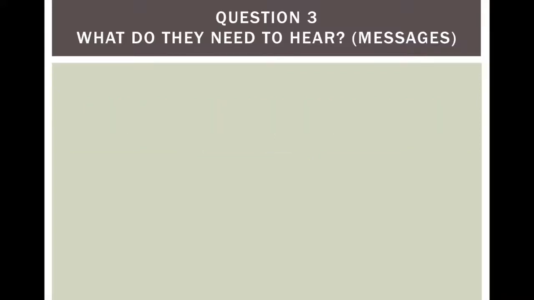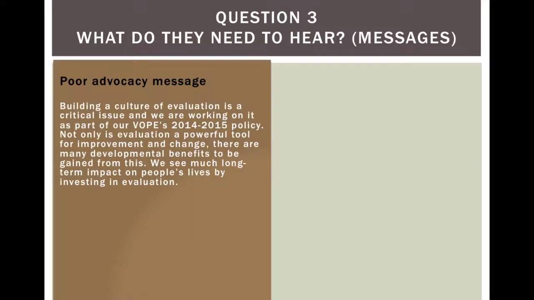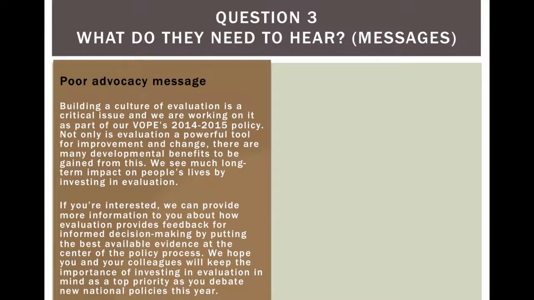Now let's take a look at what an advocacy message should not look like. Here is an example. Building a culture of evaluation is a critical issue, and we are working on it as part of our WOPE's 2014-2015 policy. Not only is evaluation a powerful tool for improvement and change, there are many developmental benefits to be gained from this. We see much long-term impact on people's lives by investing in evaluation. If you are interested, we can provide more information to you about how evaluation provides feedback for informed decision-making by putting the best available evidence at the center of the policy process. We hope you and your colleagues will keep the importance of investing in evaluation in mind as a top priority as you debate new national policies this year.